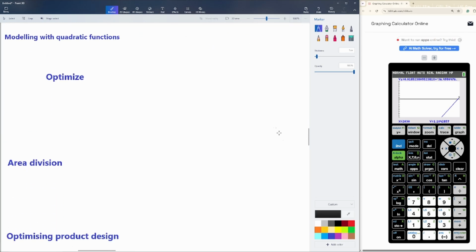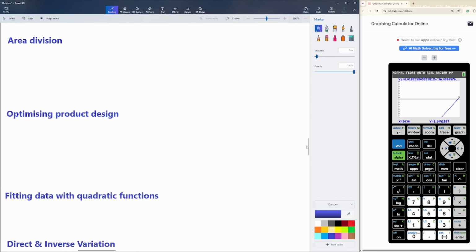So, modeling with quadratic functions. I have written out the word optimize. Optimize means that you have to find the best version, meaning that sometimes you want to find the maximum, and sometimes the minimum. I think the most usual paper 1 and paper 2 exercises using modeling of quadratic functions are like area division. Very usually you're given that the area can be modeled by a quadratic function, meaning that it looks something like this. And this is just a random example.